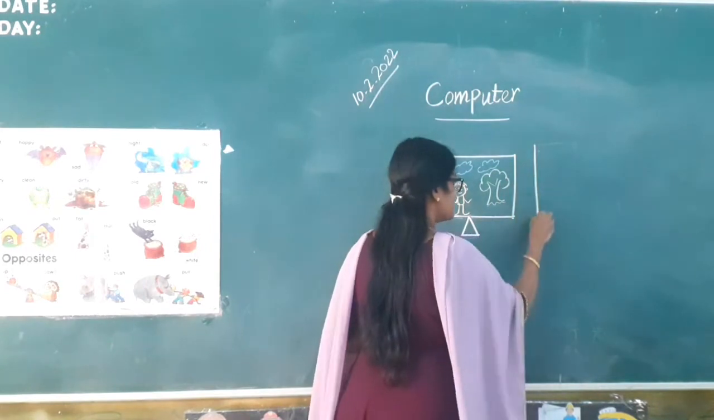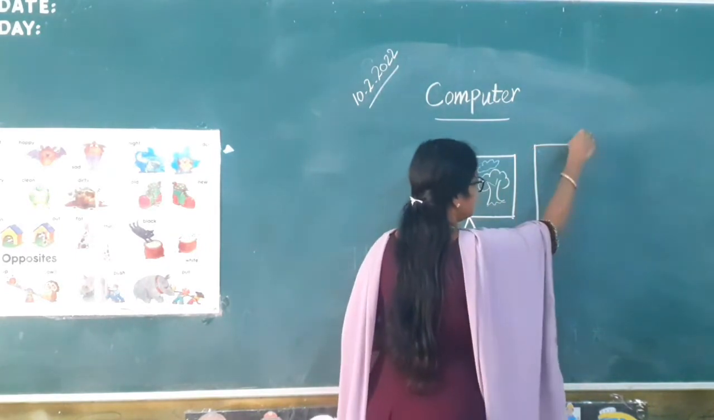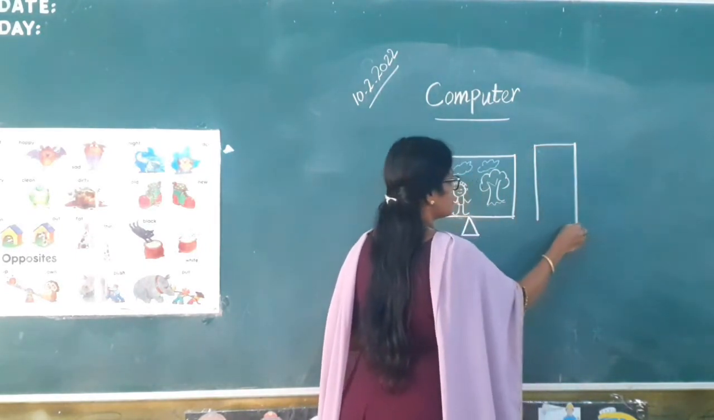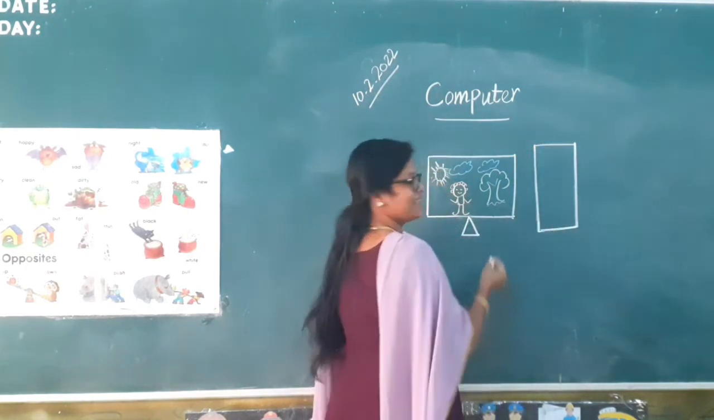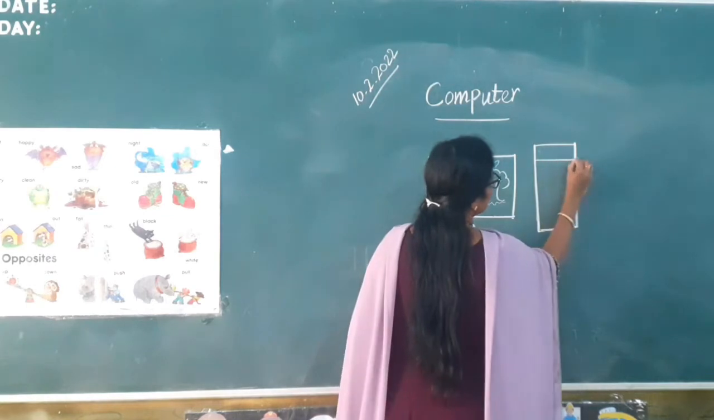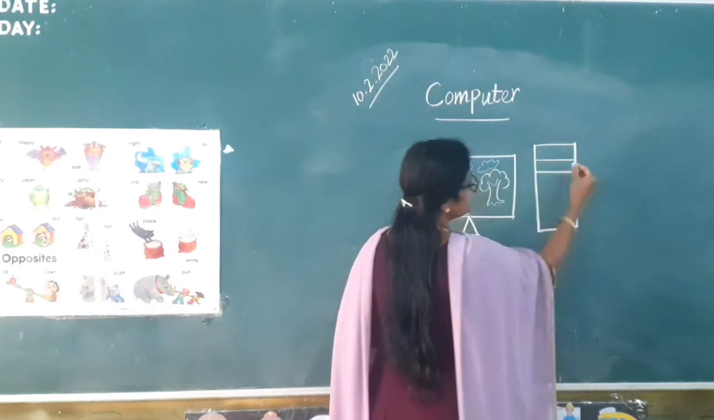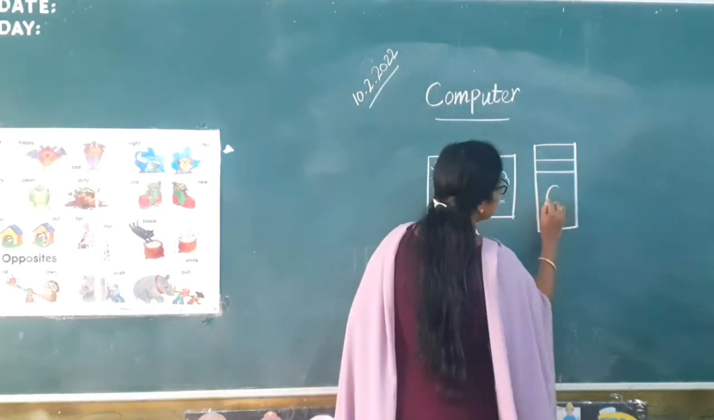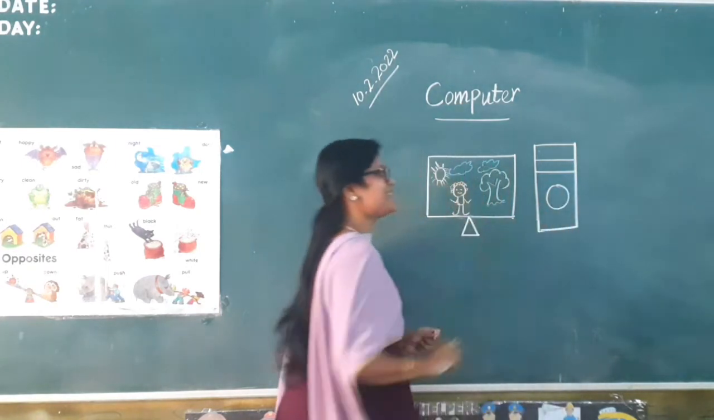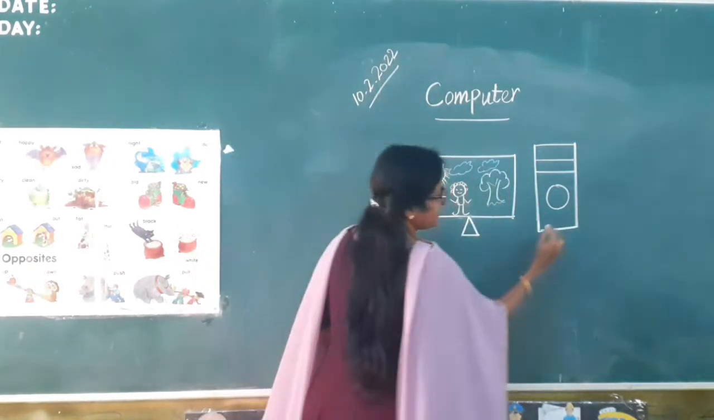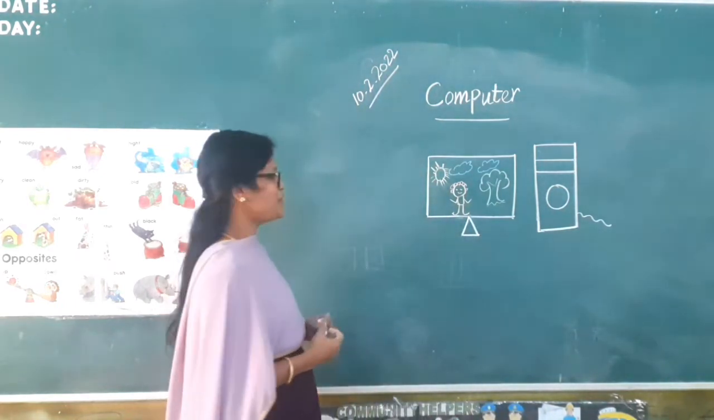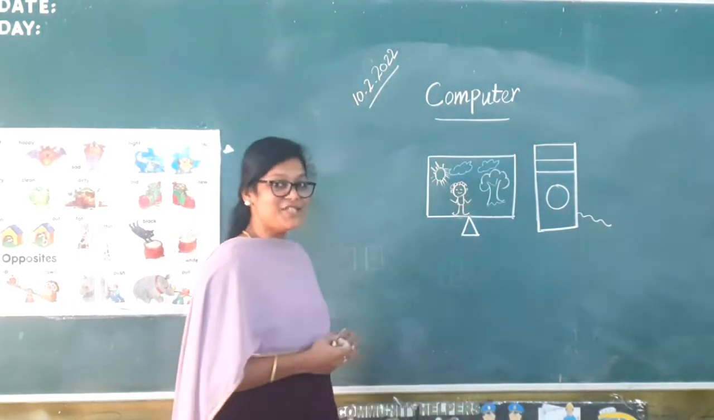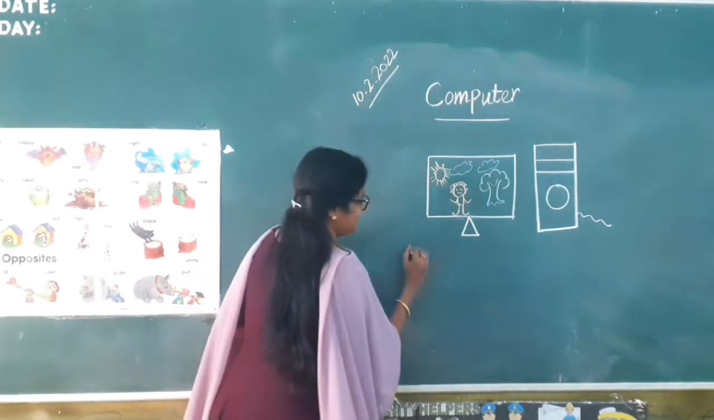Let's draw the CPU. Just a rectangle, a long box. Then draw a line, two lines, then you draw a circle. That's it. CPU and the wire of it. Okay, CPU.